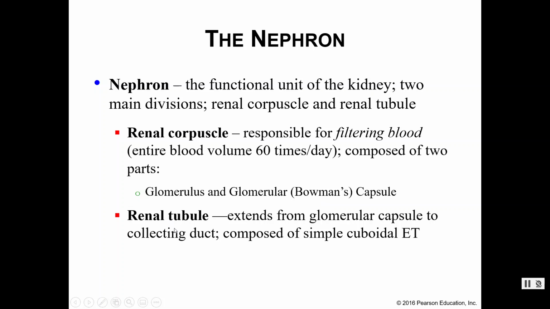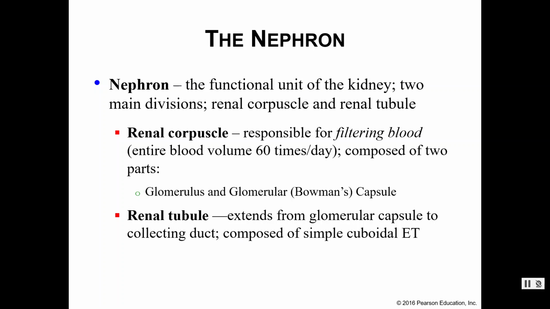And then we've got the renal tubule, okay? So basically where the Bowman's capsule ends, that's where the renal tubule starts, and it runs all the way to the collecting duct. And it's just what it sounds like. It's a tube. It's going to take the filtrate that we have created. It's going to run it through the tube. We are going to modify that filtrate a little bit, and then we'll dump it all into the collecting duct at the end.